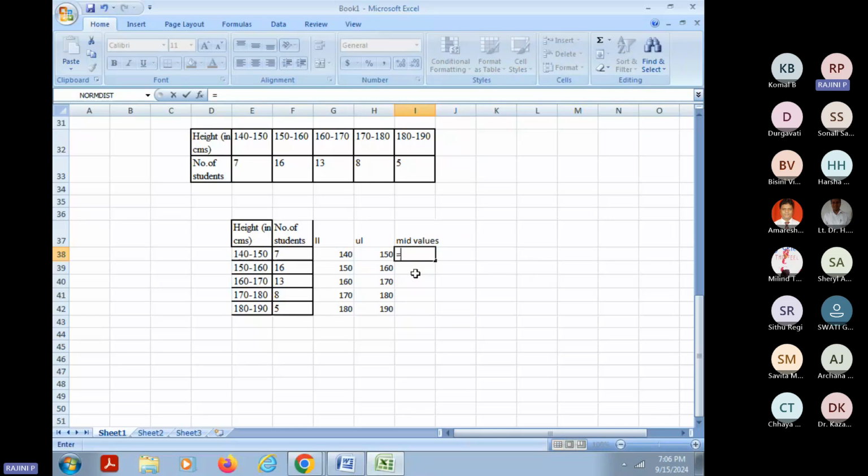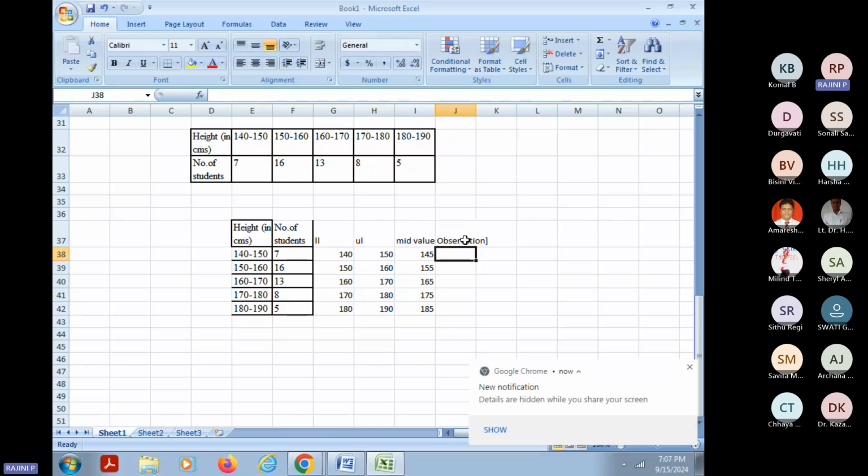How can we do that? Type equal to, open the bracket, lower limit plus upper limit, close the bracket, divide by 2, then enter. If you calculate one value, it's enough. Put the cursor on the small square box of the cell, and you'll get a plus sign. Hold it and drag it down, and you'll get the values for the remaining cells. After that, you write the observations.